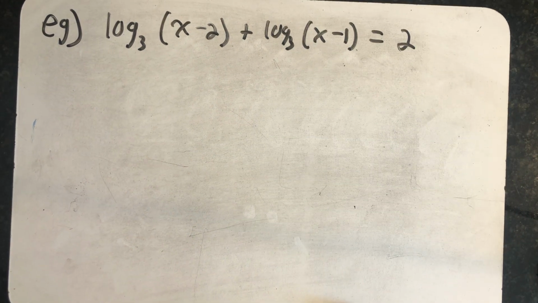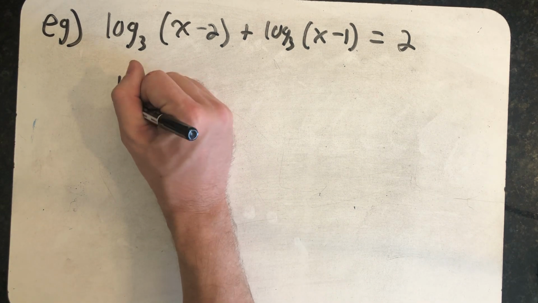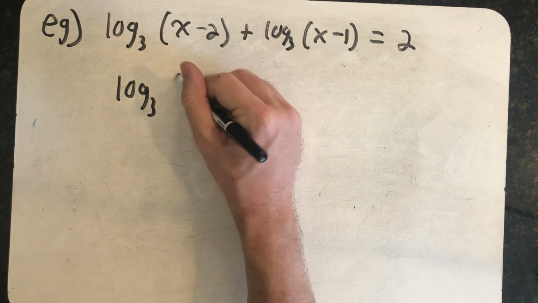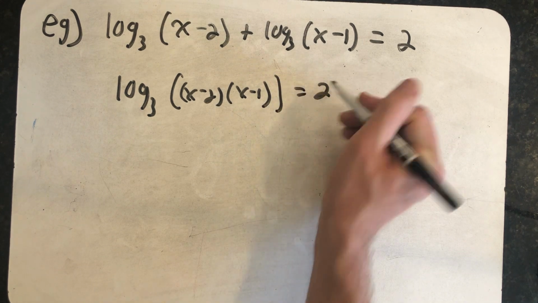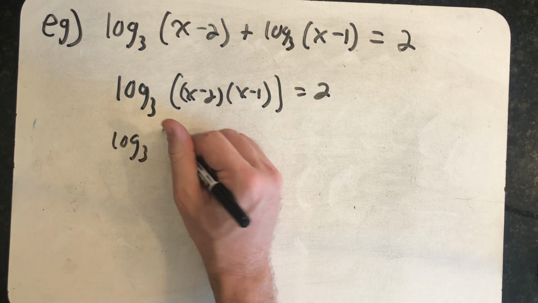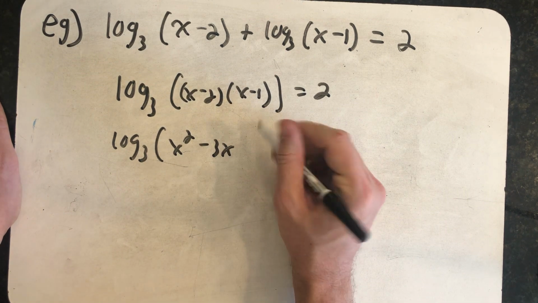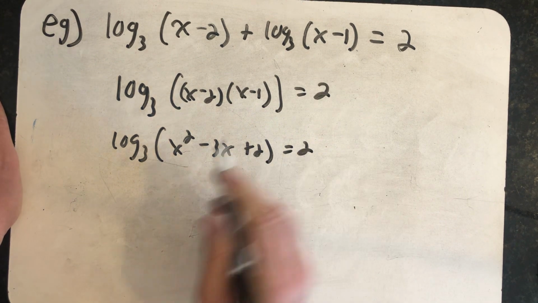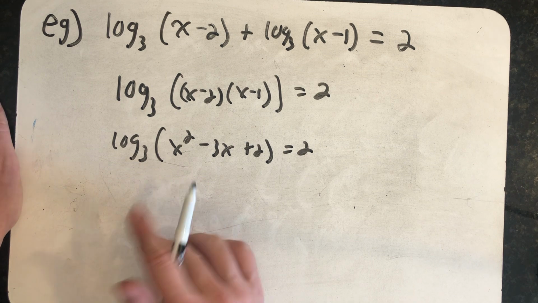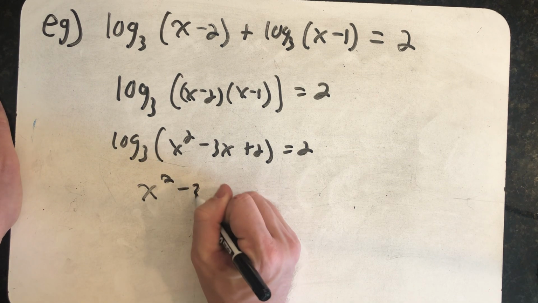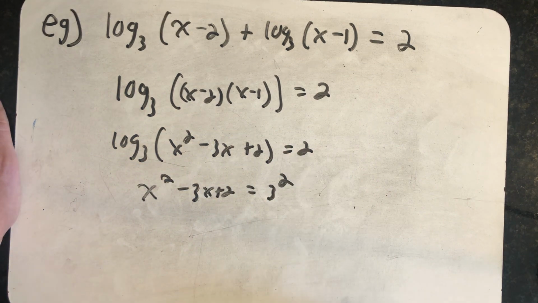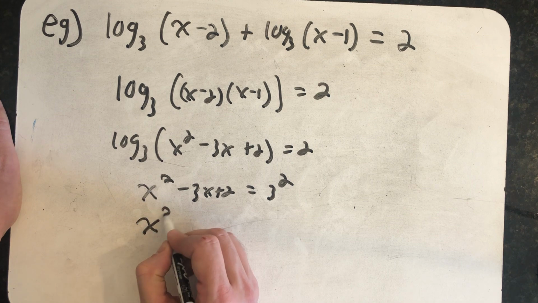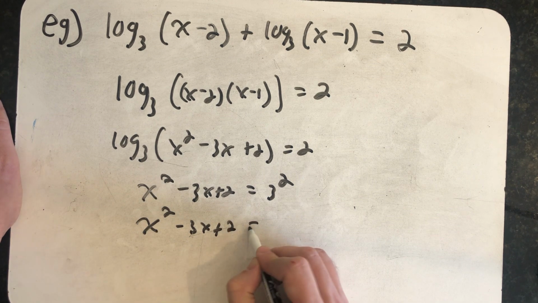All the examples I picked from the textbook here involved having logarithms on both sides where I could use the one-to-one property. On this one, I could use the product rule for the logarithm to get to here. And now what I need to do is rewrite this as an exponential statement. So the inside, x squared minus 3x plus 2, would equal 3 squared, the base raised to its exponent. So let's see, that would be x squared minus 3x plus 2 is equal to 9.